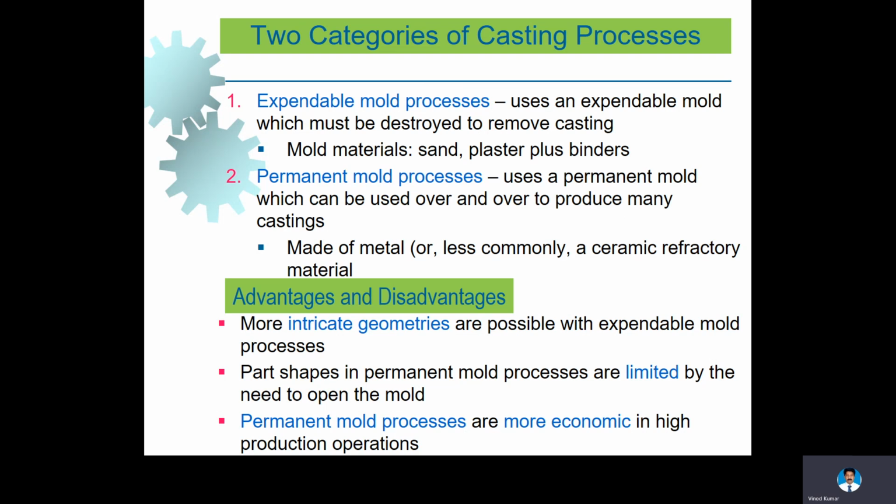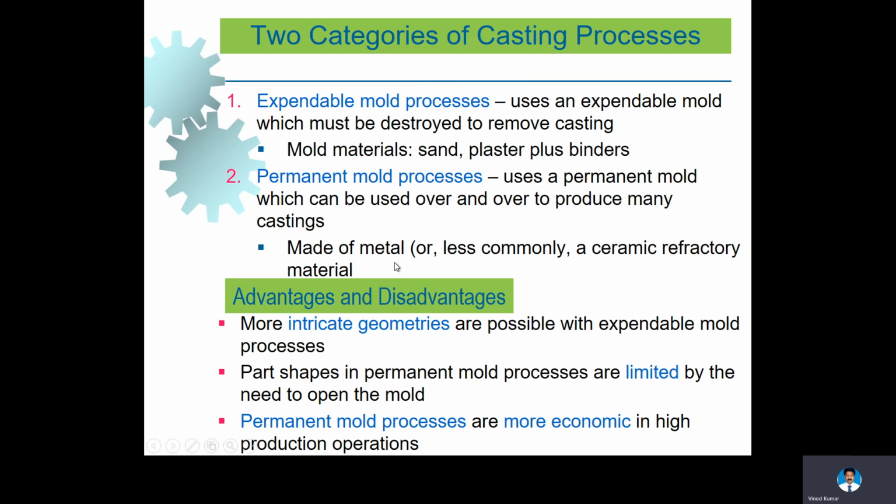So the main concept in expendable mold casting is we need to destroy the mold to take out the casting. That means for each product you need a separate mold. Normally this is sand casting or plaster casting. Permanent mold casting means we use the mold again and again. So the mold can be used over and over to produce many castings. Normally, these kinds of castings are used in mass production industries, and the mold is made of metal.